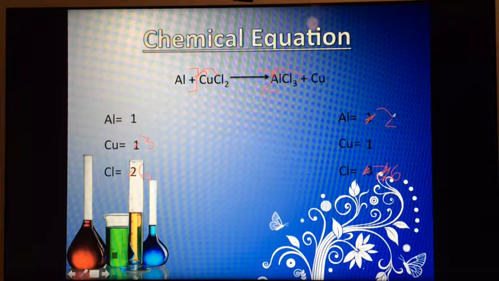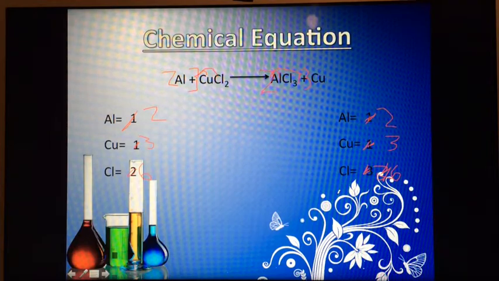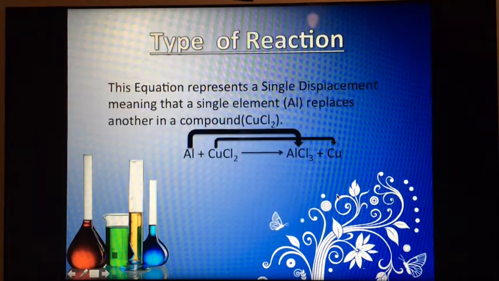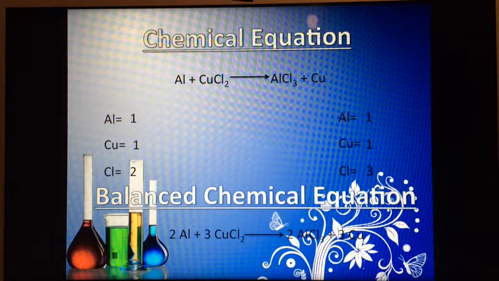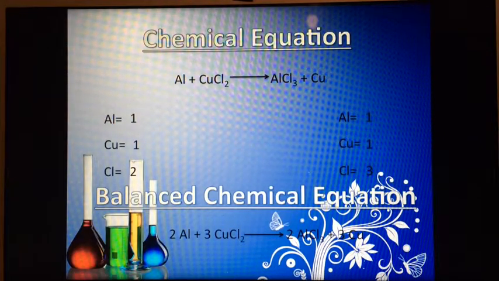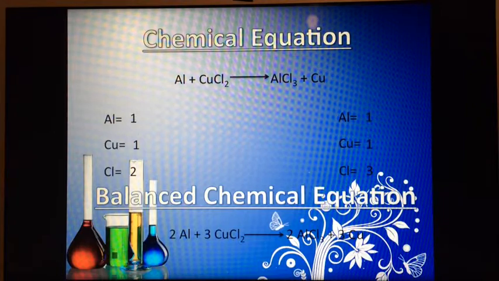But now aluminum has 2 on one side and 1 on the other. So now we have to put a 2 here. 2 times 1 equals 2. So this is equal now, aluminum, both 2's. And now copper, we have 3 and a 1, so we have to put a 3 here. 3 multiplied by the 1 creates 3. Now our metals are equal, 2 and 2, 3 and 3. And chloride, 6 and 6. So the full overall balanced chemical equation is 2Al plus 3CuCl2 forms 2AlCl3 plus 3Cu.